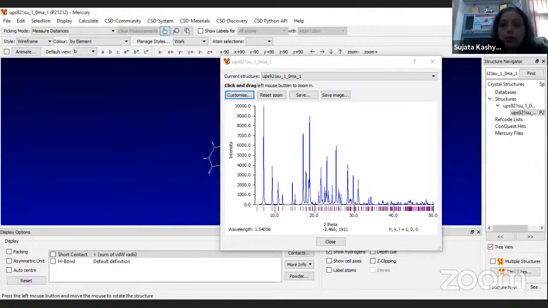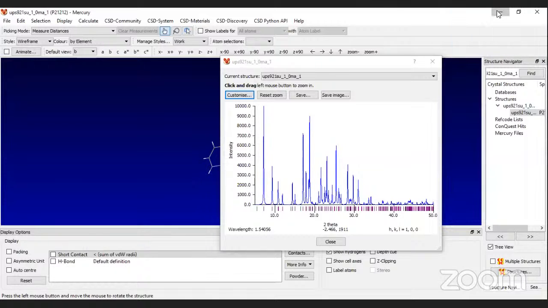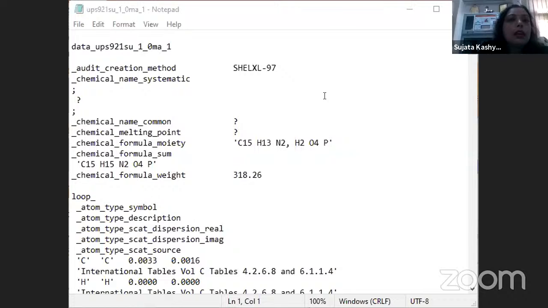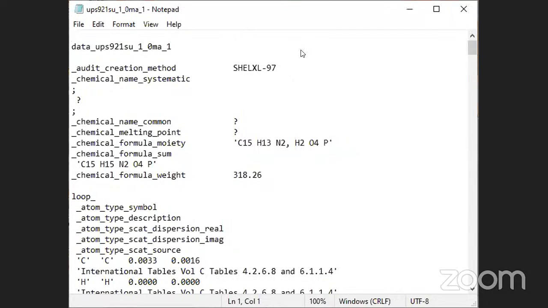And one more thing I want to show you. Then when you open this CIF in a notepad, are you able to see this notepad? No, ma'am. Only the previous screen where the XRD patterns are shown. Okay. I think you are able to see this notepad. Yes, ma'am, we can. Okay.